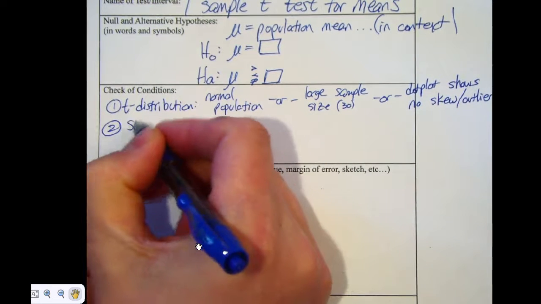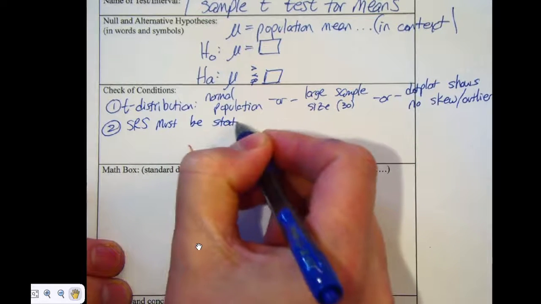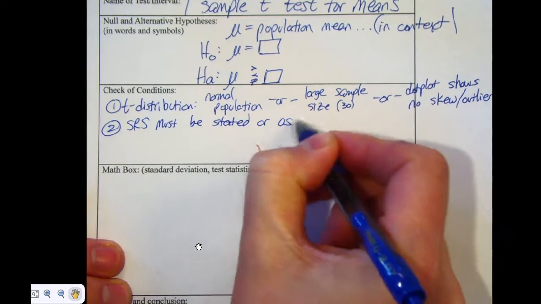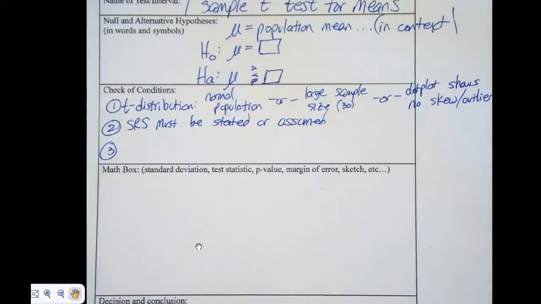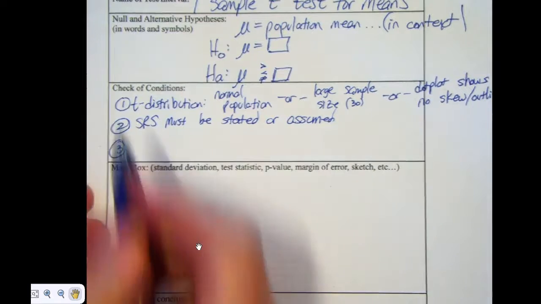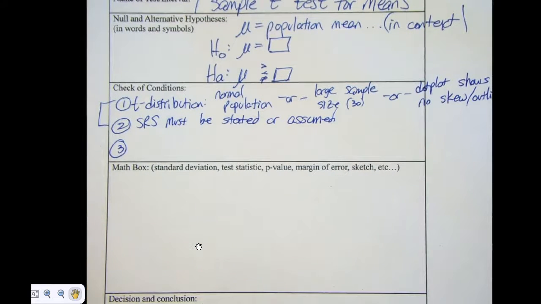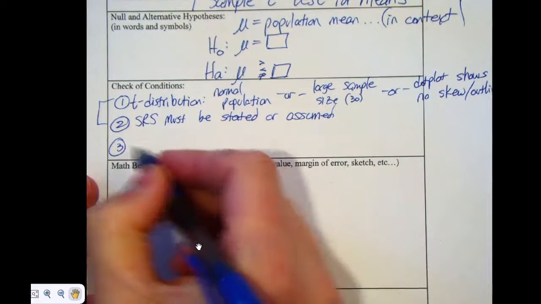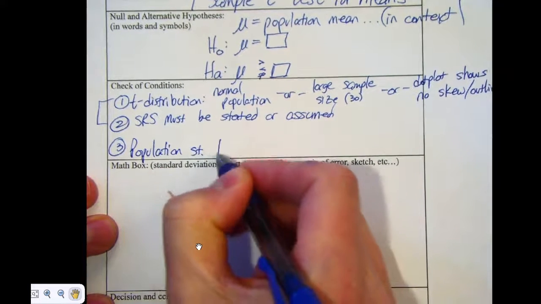The second thing is an SRS must be stated or assumed. So like in that last one we wrote down, problem says random. We have to assume it's SRS. And then I'll be honest with you, the AP test only requires those 2. I'm requiring a third because it makes people remember this last portion of it. The population standard deviation is unknown.